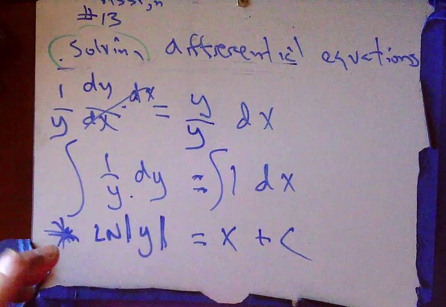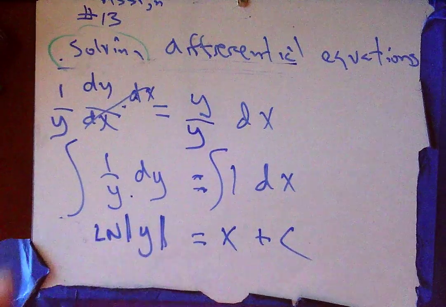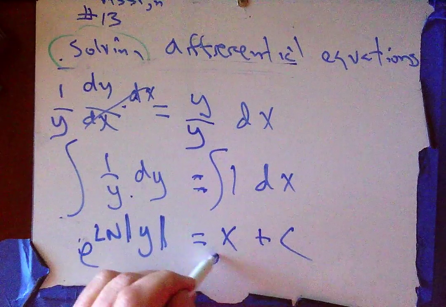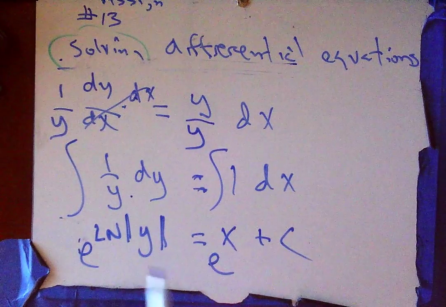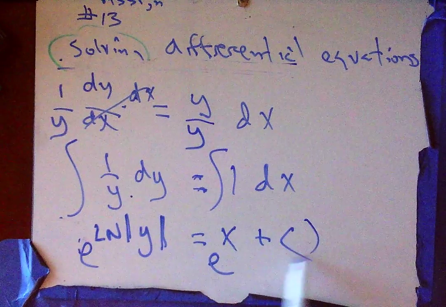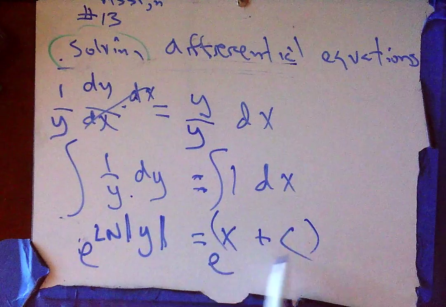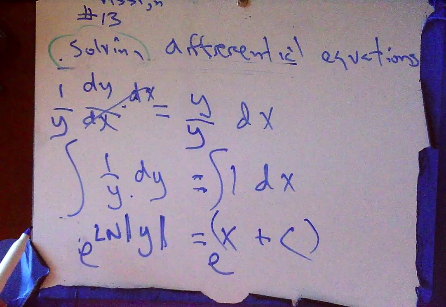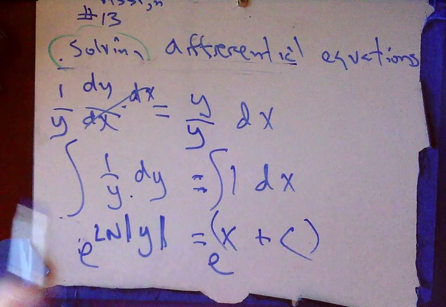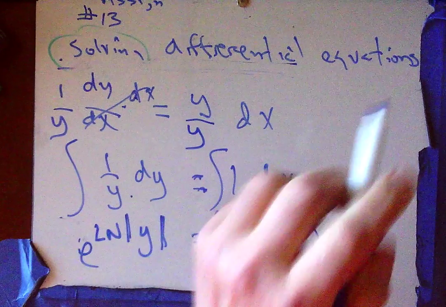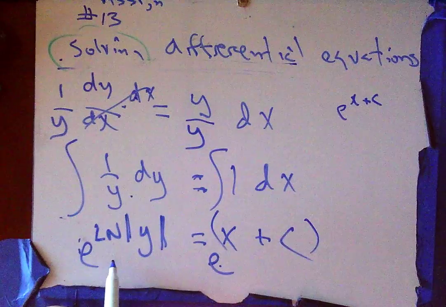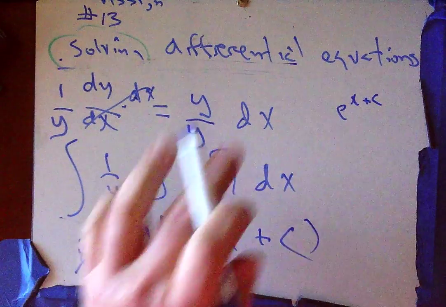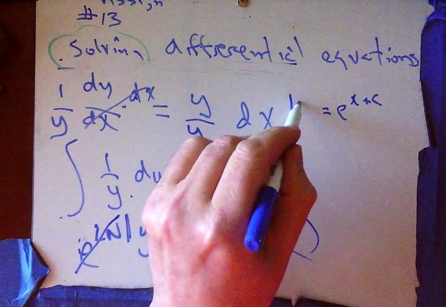Okay, so what do we need to do now? We need to exponentiate. And please notice, I am not exponentiating each piece. I'm exponentiating the whole side of the equation. So over here, I'm going to have e to the x plus c. And over here, these are going to cancel, and I'm going to have absolute value of y.